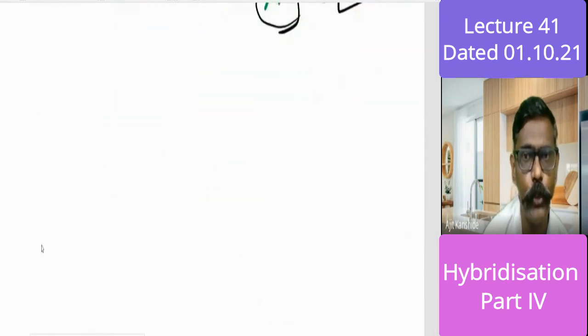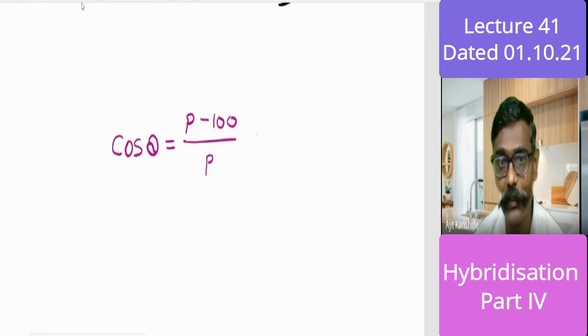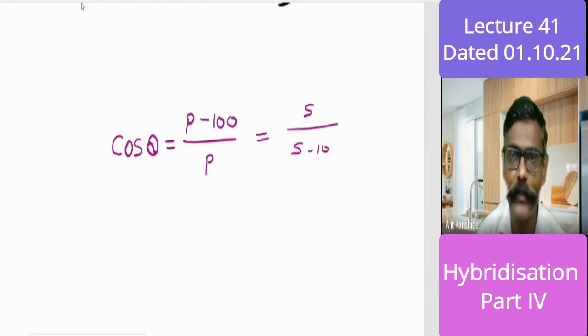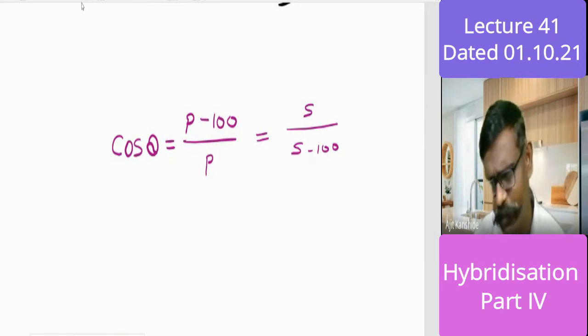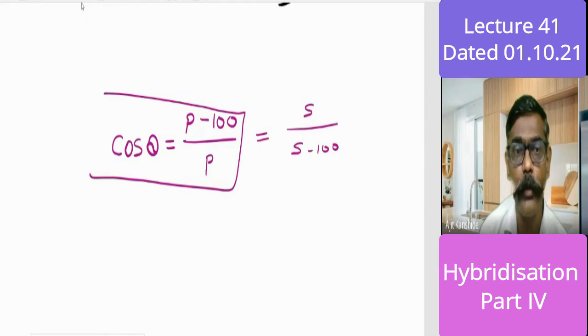The formula I give to you is a very important one. Cos theta, the angle that we are measuring between the bond pair, is equal to P character minus 100 divided by P. If I have to find the S character, then it is S divided by S minus 100, or you can say 100 minus S, the modulus you can consider. This is the formula for the determination of P character.